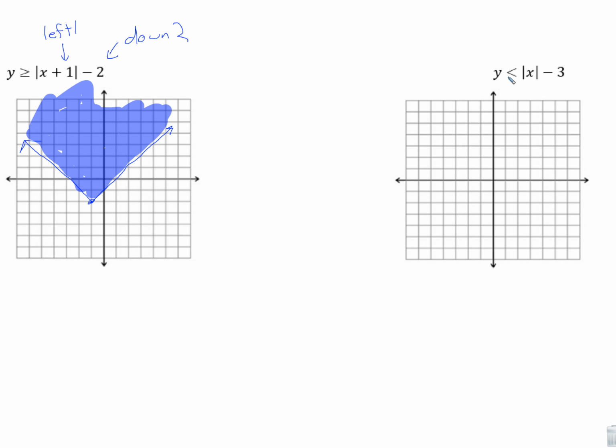Coming to our last one here, y is less than the absolute value of x minus 3. This 3 is subtracted on the outside, so this is down 3. And so we take our V, we move it down 3, and we have less than. It doesn't have the or equal to, so we're going to have a dashed line. And it's a less than sign, so we want to shade everything below our graph. So we want to shade everything down here.